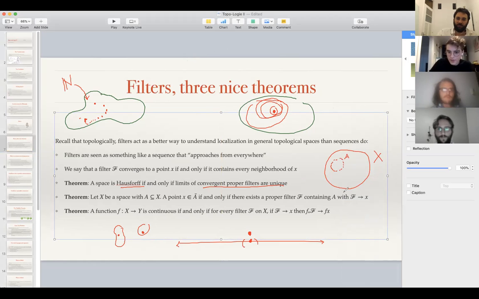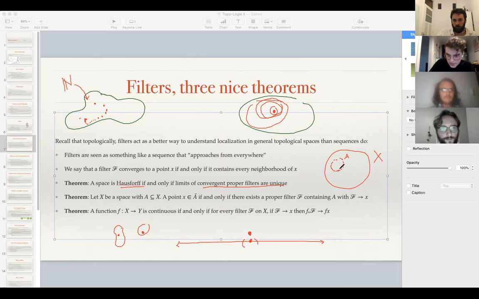A point X here. This is going to be X in this closure. So it's around the border. The closure, it can also be inside. X is in the closure if and only if there exists a proper filter F containing A, so a filter that contains all of A that converges to X. So the filter is going to be like this, and eventually it's going to contain A.